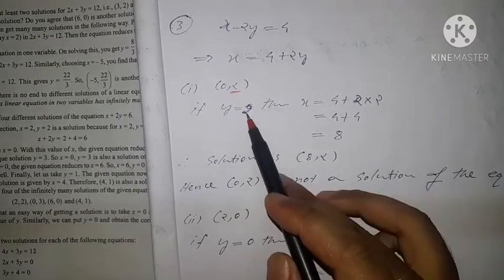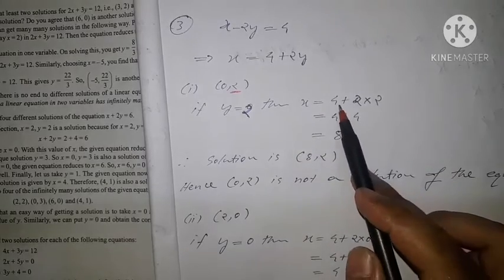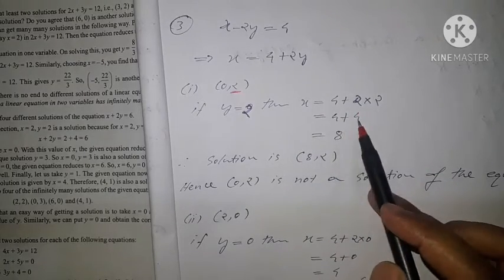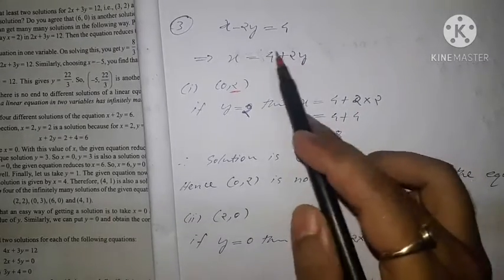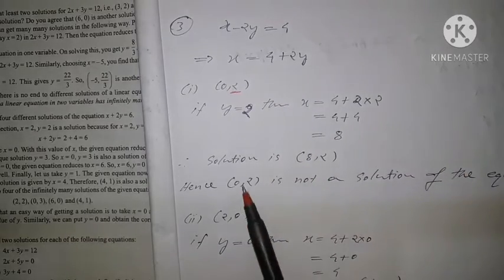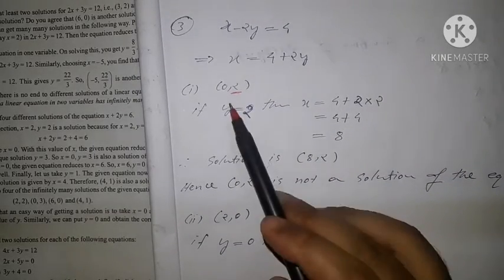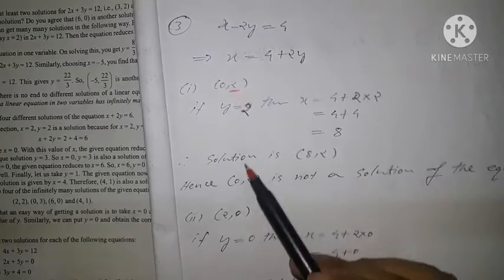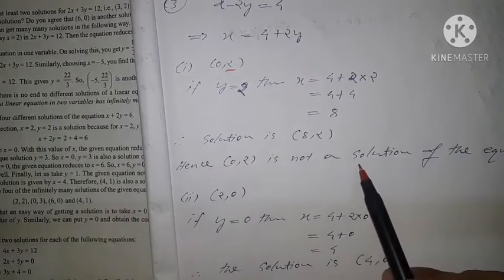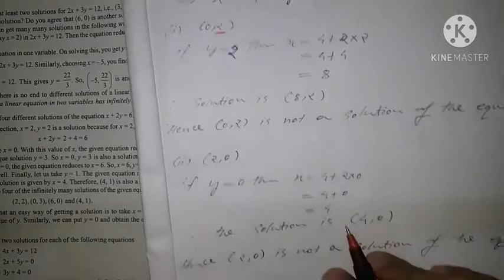If we put y equals 2 in this equation, it becomes 4 plus 2 into 2, that is 4 plus 4, 8. So the value of x becomes 8. Therefore the solution is (8, 2), but it is given as (0, 2). Hence (0, 2) is not a solution of the equation.